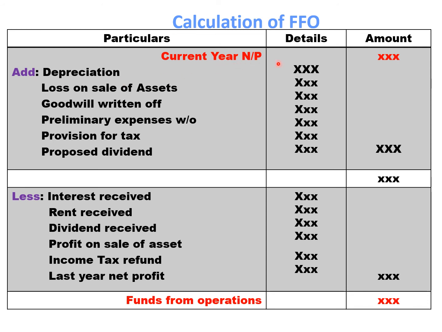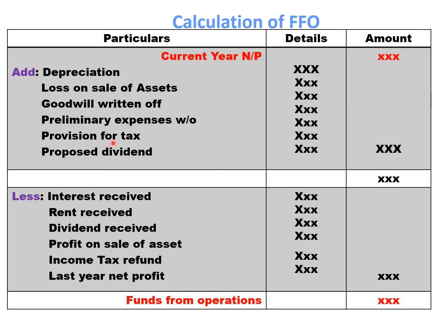So you take the current year net profit, that is, the profit earned in the current year. So these are all deducted, so add back. Depreciation is an expense but cash is not affected. Loss on sale of asset is a loss but cash is not affected. Goodwill written off, preliminary expenses written off is an expense but cash is not affected. Provision for tax is an expense but a non-cash expense.